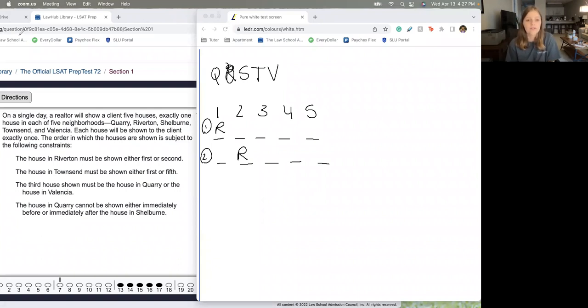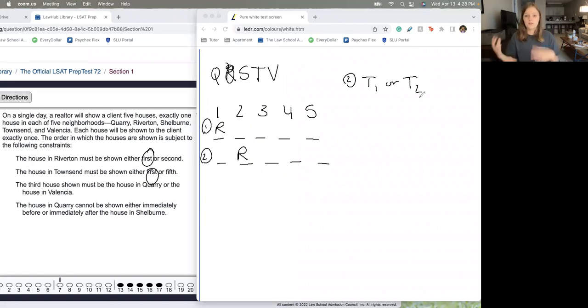Second rule says the house in Townsend must be shown either first or fifth. This is another rule that I probably wouldn't write out because, like rule 1, T only has 2 places it can go. And in fact, you can see both of them are talking about that first spot. So technically our first spot is either R or T. It'll be really easy to throw in T here, because if I look at my worlds, I'll write out the rule just for the sake of writing it out.